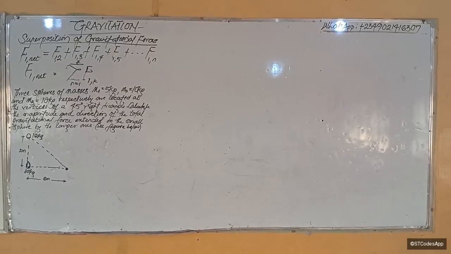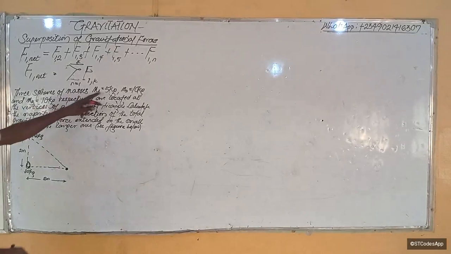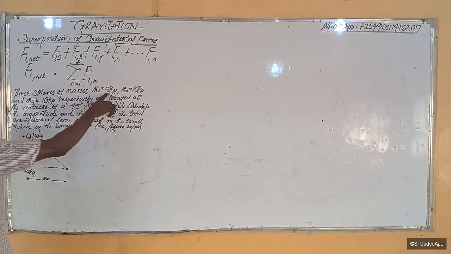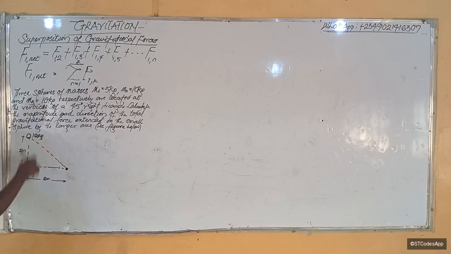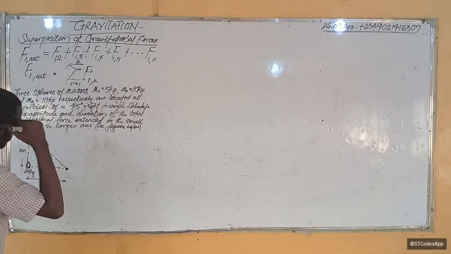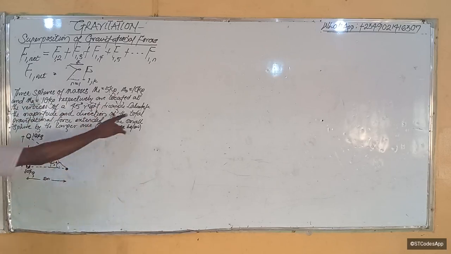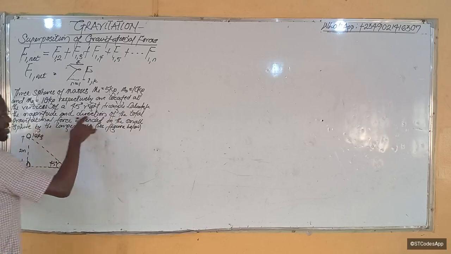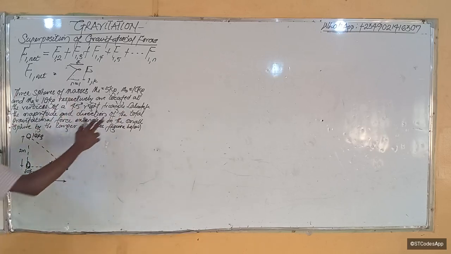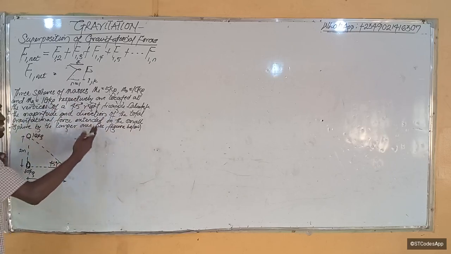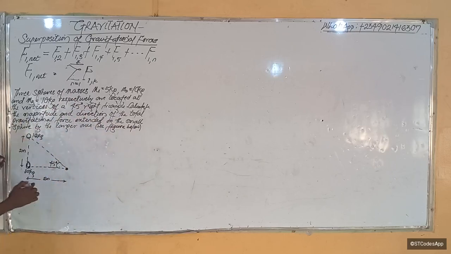This question says that 3 spheres of masses m1, m2, m3, where m1 is 5 kg, m2 is 10 kg, and m3 is 10 kg respectively, are located at the vertices of a 45-degree right triangle like this. So this angle is 45 degrees. It says to calculate the magnitude and direction of the total gravitational force exerted on the small sphere by the larger ones. So there are 2 questions here. This is the small sphere here.